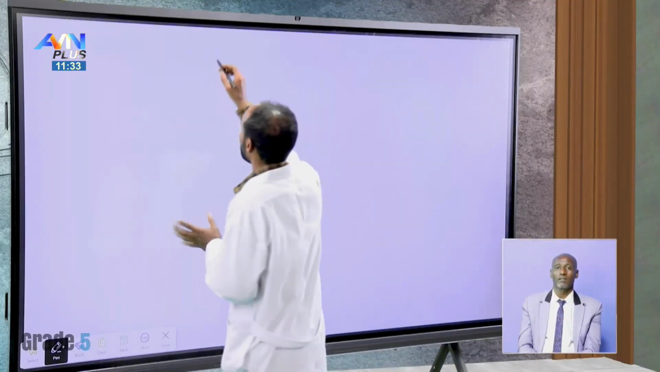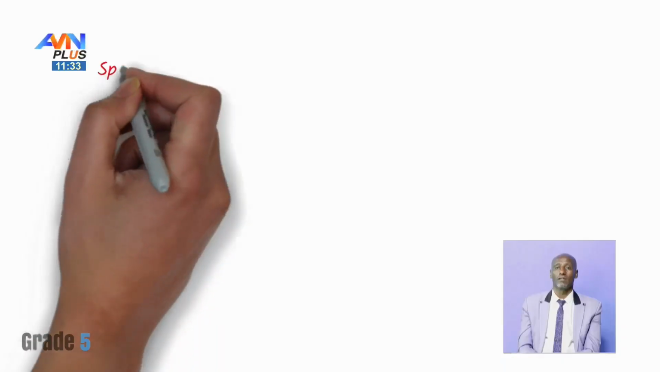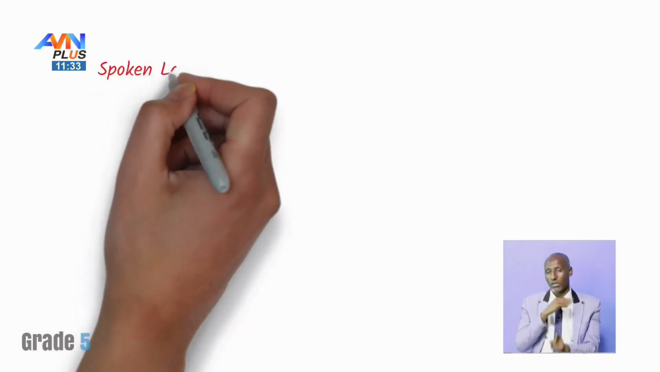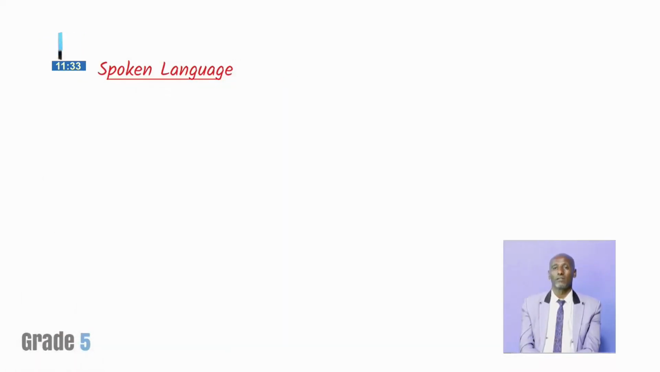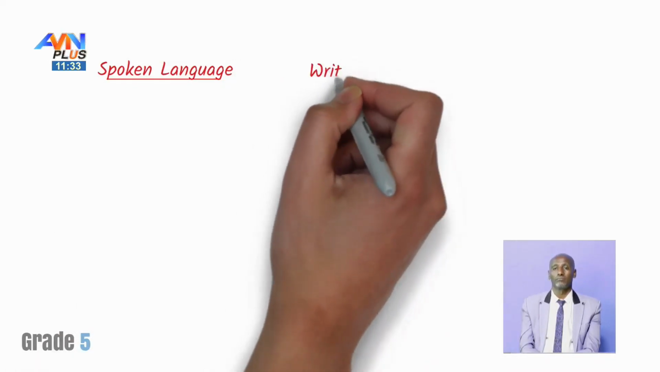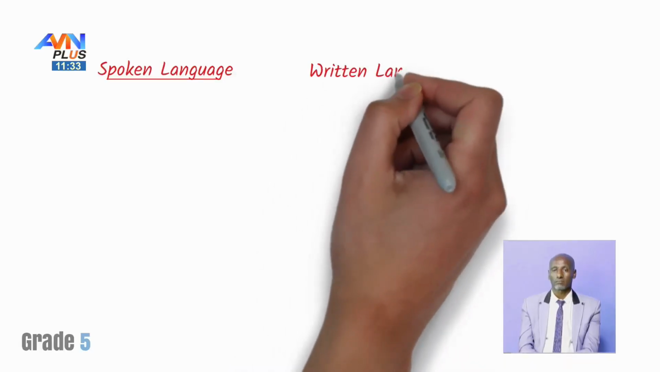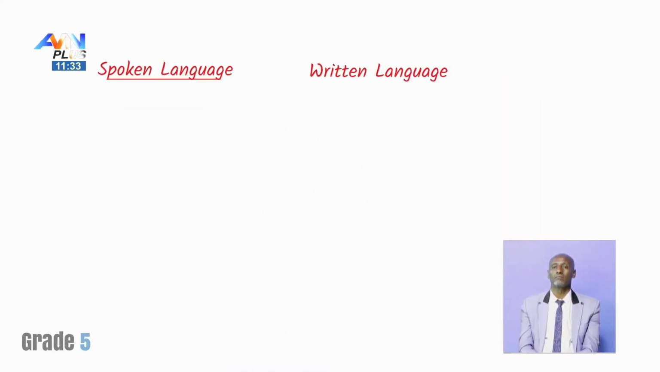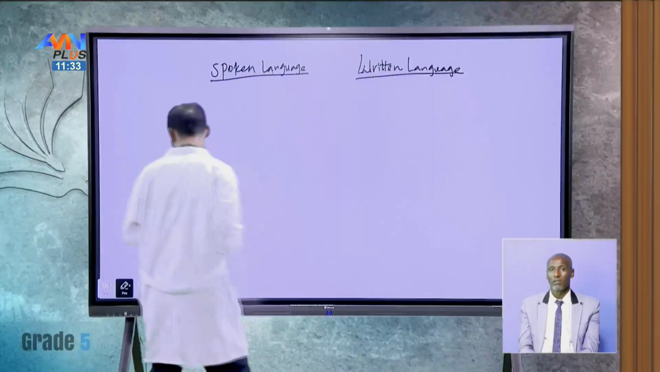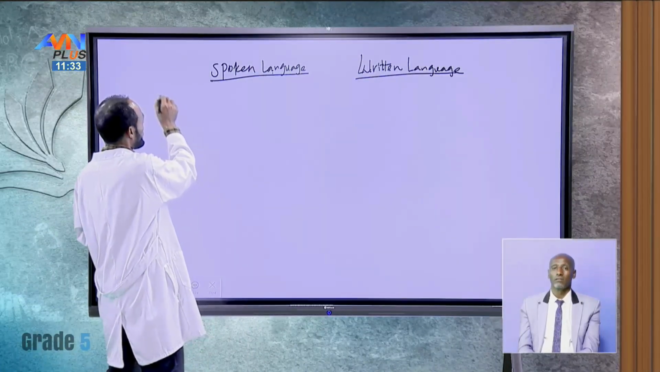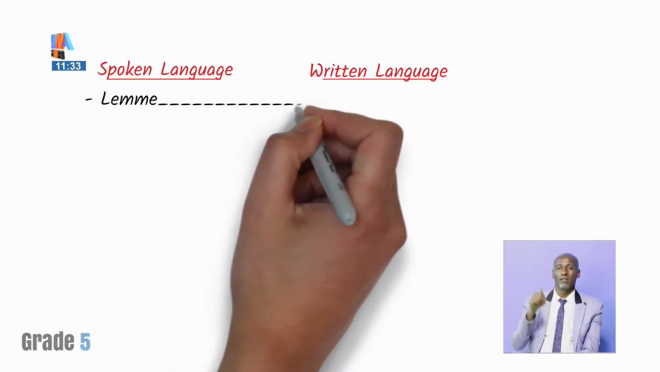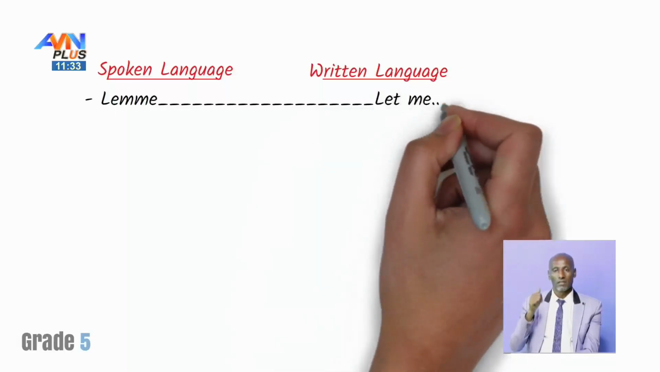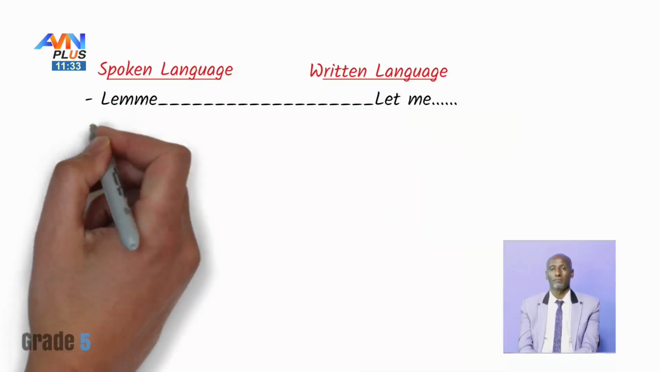Before we summarize what we have talked about, let's say something about what we mentioned earlier about spoken and written language. Written language and spoken language. Do you know that? Nice. Look, when we say spoken language, we just mean something which is shortened, okay? You can say "let's," to say what? To say "let me."